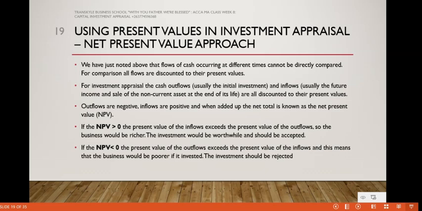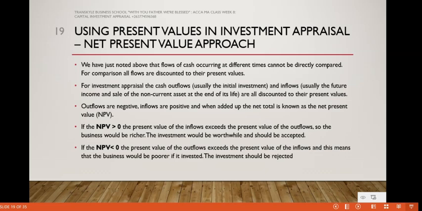And this approach uses present values as a way of appraising a project. So we'll be looking at the cash flows to see, when we match the cash outflows versus the cash inflows, whether we have a positive figure by the end of the day. The ultimate positive or negative figure is going to be considered as the net present value.